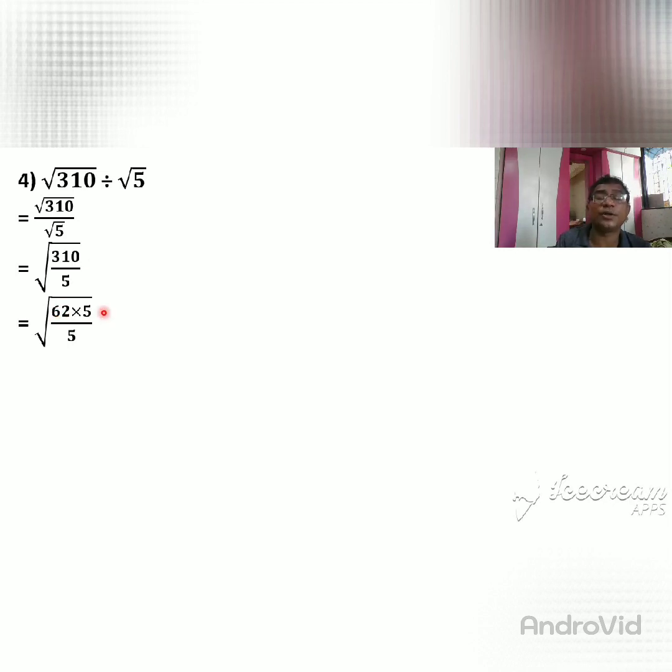You can check whether your answer is wrong or correct. 5 twos are 10, 0 and 1 is carry. 5 sixes are 30, 30 plus 1, 31. So the factorization of 310 is 62 into 5. Any doubts? Do you understand? Why am I only doing 62 into 5? Because numerator 5 and denominator 5 are cancelled. So 5 is cancelled, and 62 remains. So root 62 is the answer.